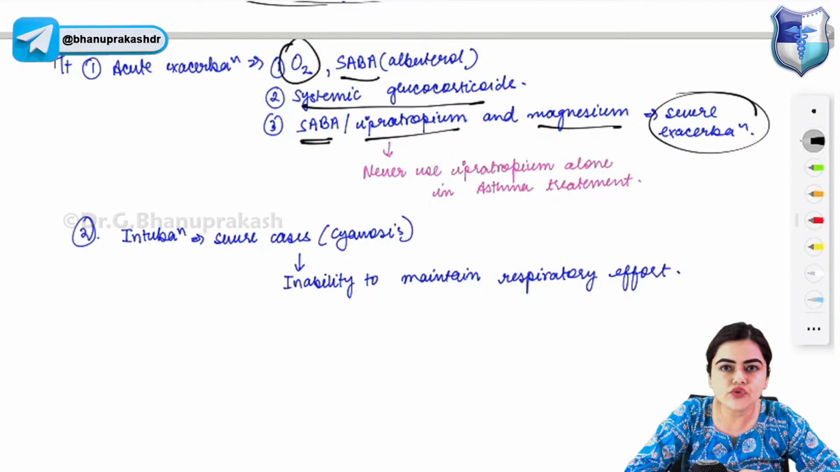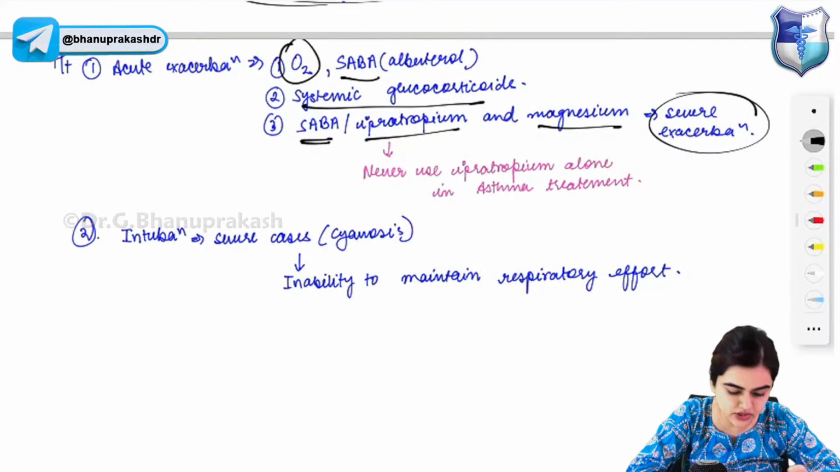Now, never use ipratropium alone in asthma treatment. Please remember, ipratropium is never used alone in asthma treatment. Either it is combined with SABA or it is combined with glucocorticoids.